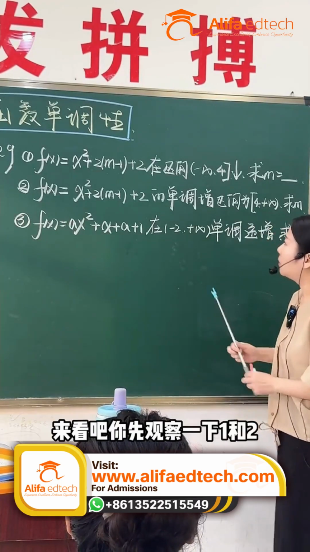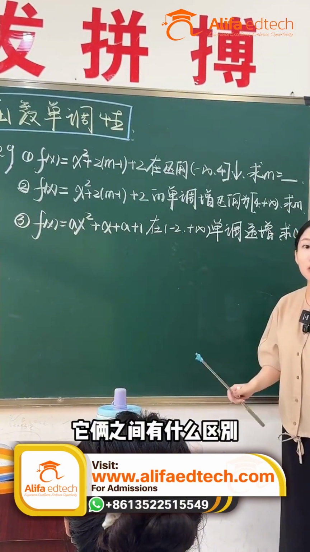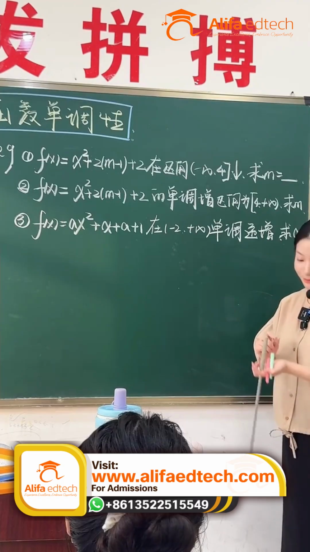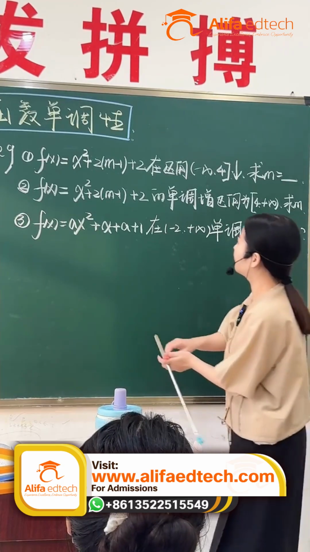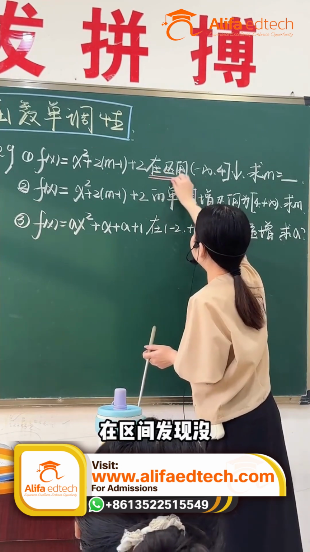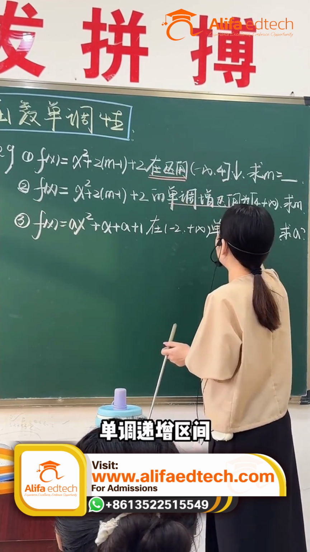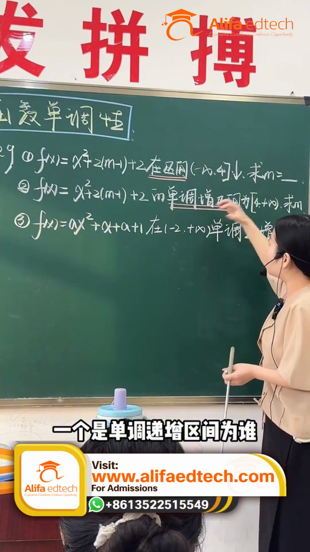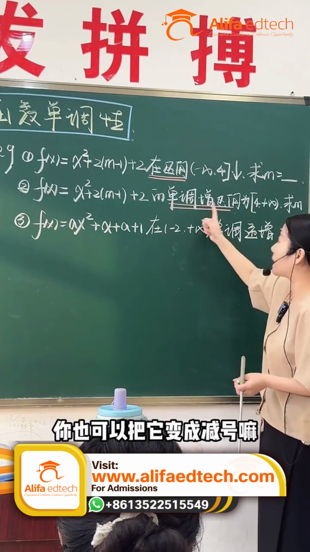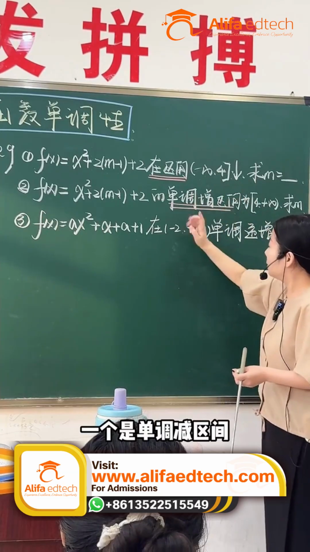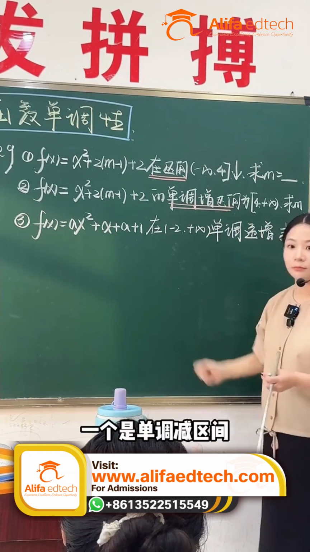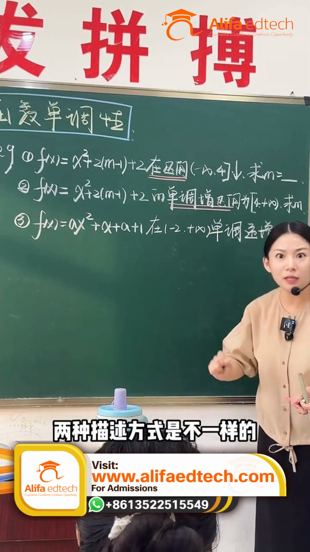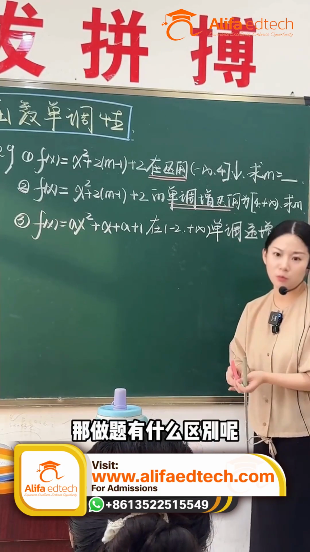Let's take a look. First, observe 1 and 2. What's the difference between them? If you can tell the difference, you're halfway there. What's the difference? One is decreasing in the interval, the other is the monotonically increasing interval. You can also change it to decreasing. One is decreasing in the interval, the other is the monotonically decreasing interval. If increasing is inconvenient, change it to decreasing. Aren't these 2 descriptions different? So what's the difference when solving problems?